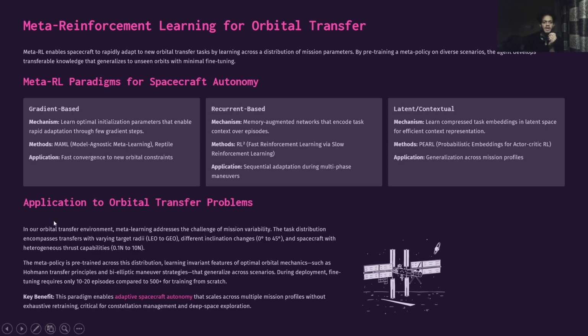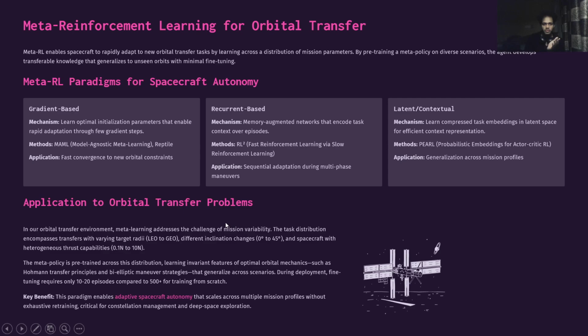So meta RL paradigms for spacecraft autonomy could be gradient-based, recurrent-based, and latent contextual. But we are using gradient-based because we use PPO, which is a policy gradient method. So learn optimal initialization parameters that enable rapid adaptation through few gradient steps. That's what we are doing. In recurrent-based, we use memory-augmented networks that encode task context over episodes, so it does a context-based approach. And in latent contextual, learn compressed task embeddings in latent space for efficient context representation. These two are not really applicable for our tasks, so we are using gradient-based.